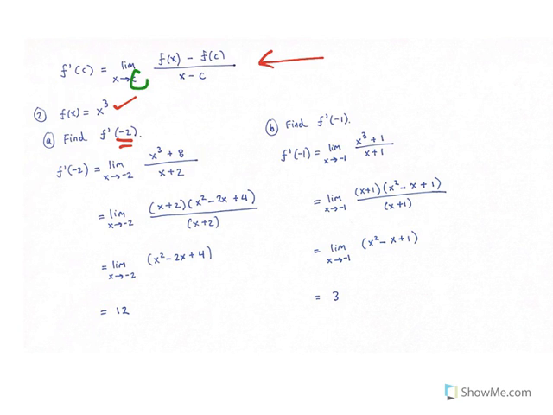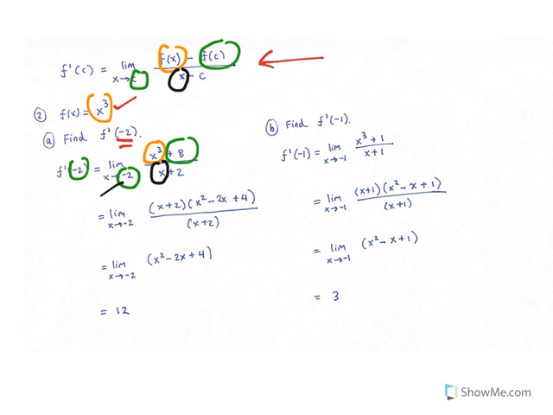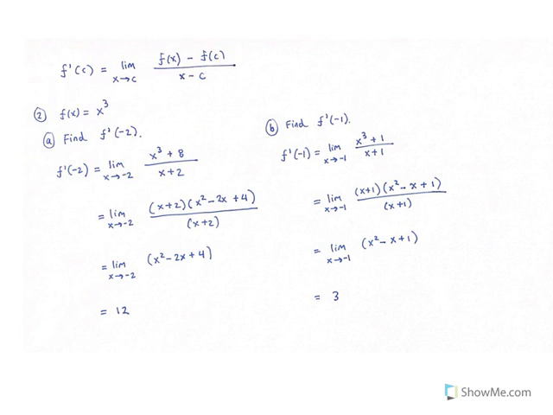So our c value in this example would be negative 2, so x is approaching negative 2, and we take the limit of the difference quotient as x approaches negative 2, and the difference quotient is f of x, which is, of course, x cubed, minus f of c. F of negative 2 would be negative 2 cubed, which is negative 8, minus negative 8 would be plus 8, and then in the denominator we have x minus c, and c is negative 2, minus negative 2 is plus 2.